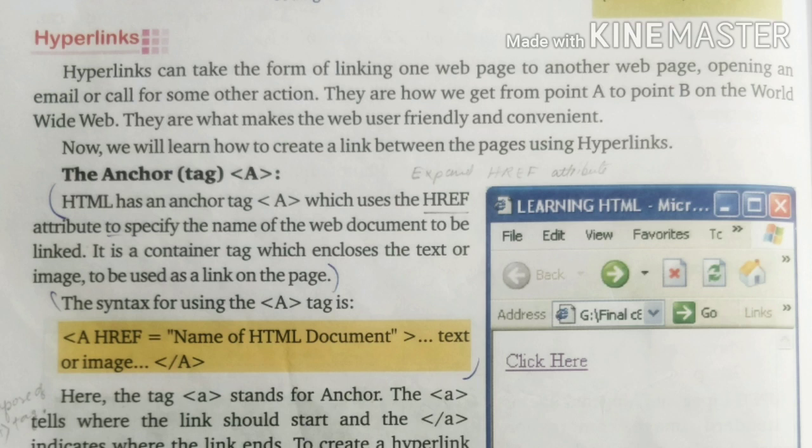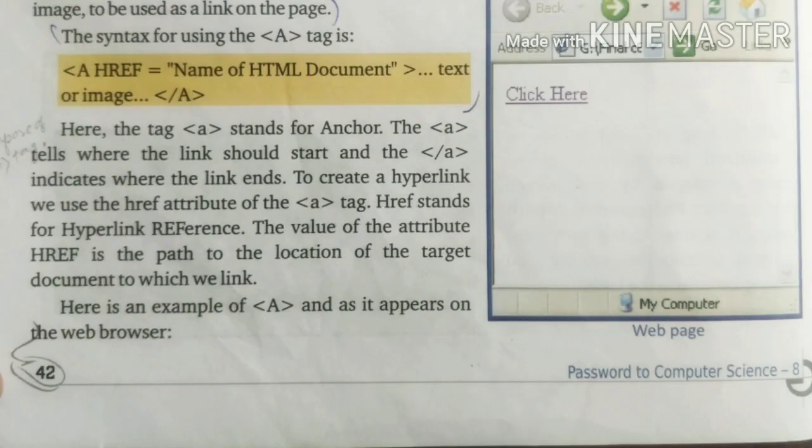Here the tag A stands for the anchor, and the A tells where the link should start, and the closing, that is /A, indicates where the link should end. To create a hyperlink, we use the href attribute of the A tag. Href stands for hyperlink reference, and the value of the attribute href is the path to the location of the target document to which we link. So after href, after giving the equal sign, whatever you write in the double quotation, that is the point where your file will be linked. So here is an example of a tag, and how it appears on the web browser. So an example is given there, and a picture is given, you can just see it.